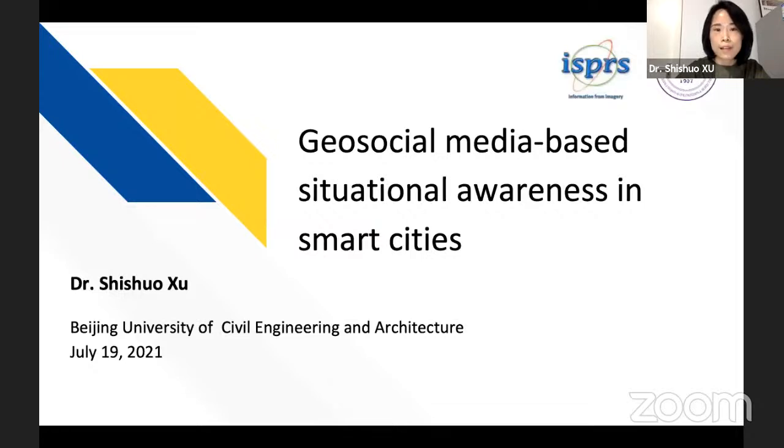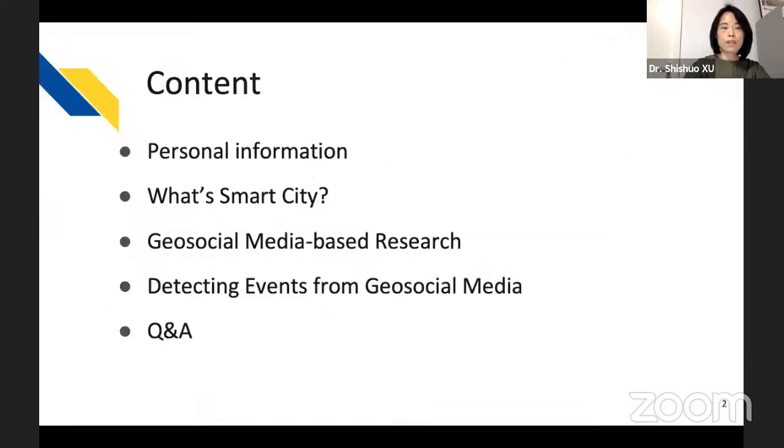So today my topic is around geosocial media data and smart cities. It's about geosocial media-based situational awareness in smart cities. I will first briefly give you an introduction to myself and related to today's topic. So what is a smart city and what types of research have been done using social media data? And finally, I will briefly introduce my own research on spatial temporal event detection using geosocial media data.